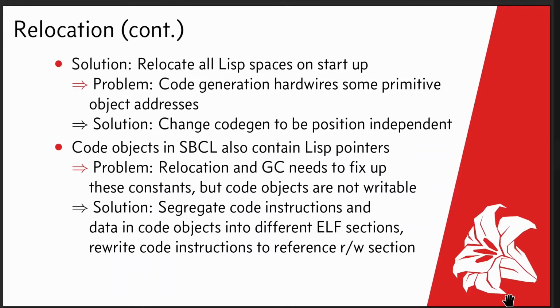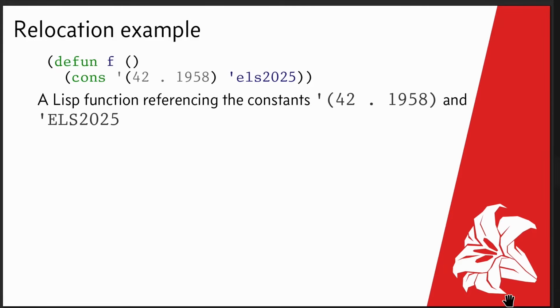So what we did was we modified the shrink wrap process, which processes your dumped image, and we segregated the code and the data so that we were even allowed to modify things. I'll show an example now, because this is a bit confusing. Let's say you have this function f, and what it does is just cons its two literal objects together.